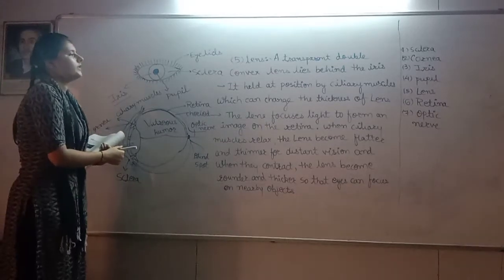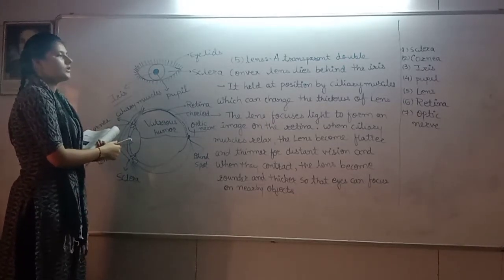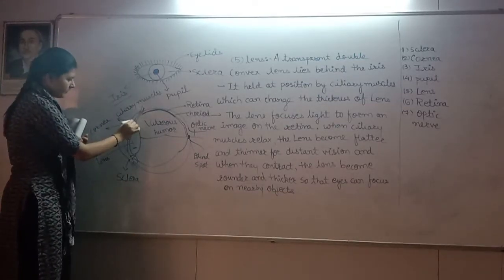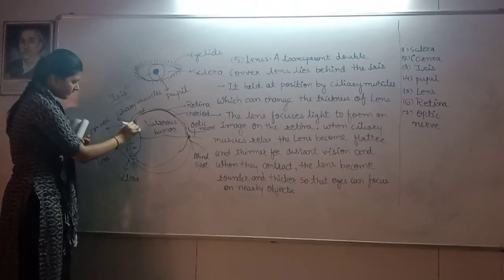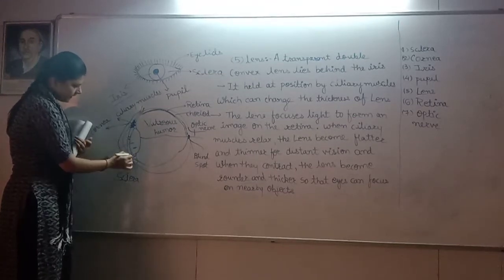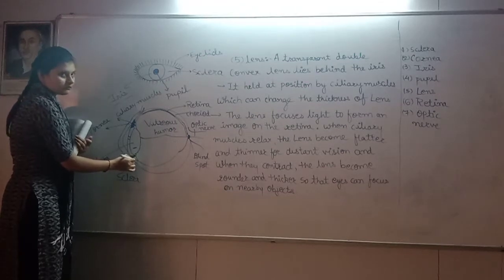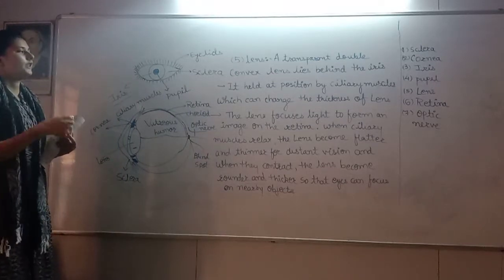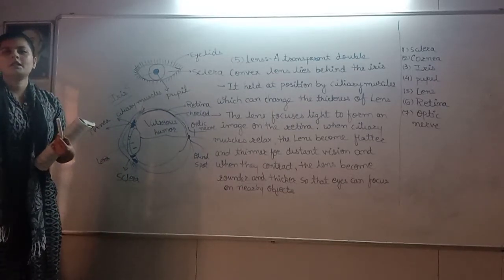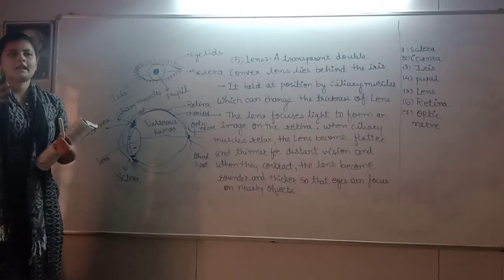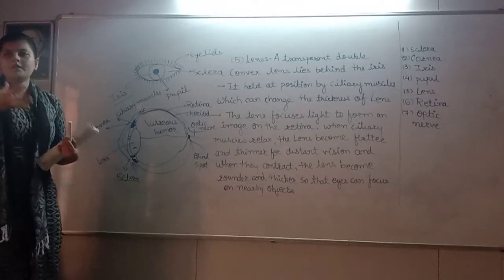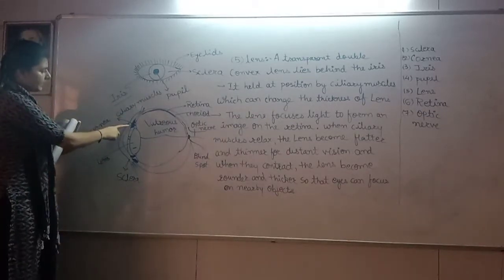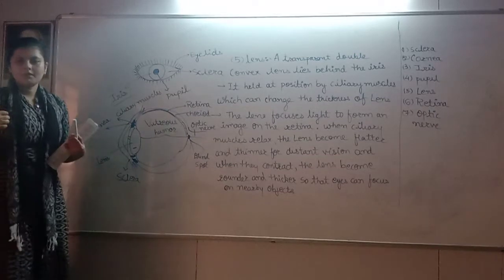So it is held in position by ciliary muscles, which can change the thickness of the lens, right? So if you are talking about the lens here, you can see over here there are two ciliary muscles. Can you see it? This side and this side. So there are two ciliary muscles over here. These two are controlling the position, or rather the thickness, like when the lens is becoming thick and when the lens is becoming thin. So it is controlled by the two muscles, that is your ciliary muscles. So everyone is clear, right?